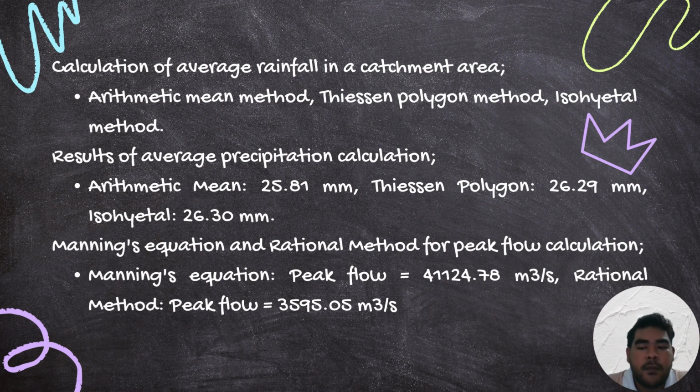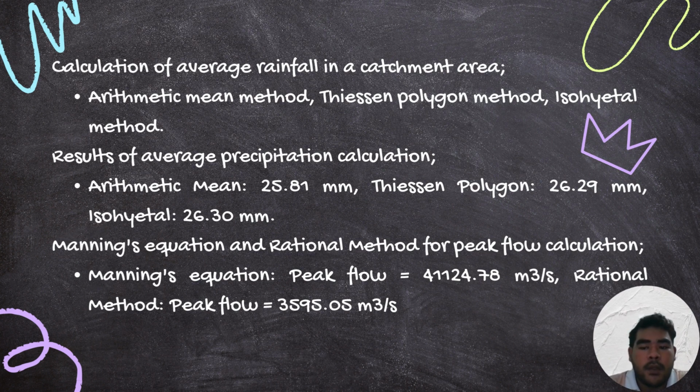Result of the average precipitation calculation for arithmetic mean method is 25.81 mm, for Thiessen polygon is 26.229 mm and isohydral is 26.30 mm. From the result of these three methods, none of the methods consistently provides a better estimate, but rather alternates between the three. For the peak flow calculation, we use Manning equation and rational method.